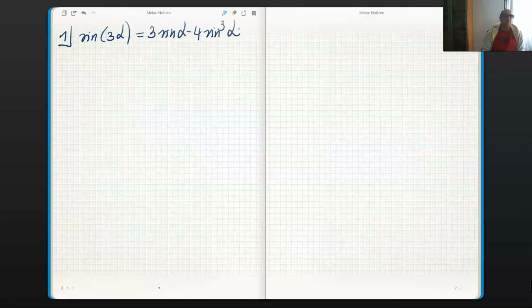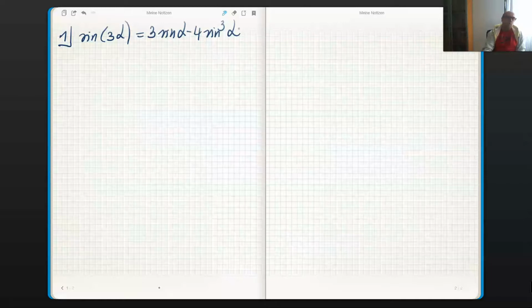Today I'm going to prove formulas for the sine, cosine and for the tangent of a tripled angle. So let's start. Number one, we want to consider sine of 3 alpha. Sine of 3 alpha should be equal to 3 sine of alpha minus 4 sine cubed of alpha. How can we prove this one?